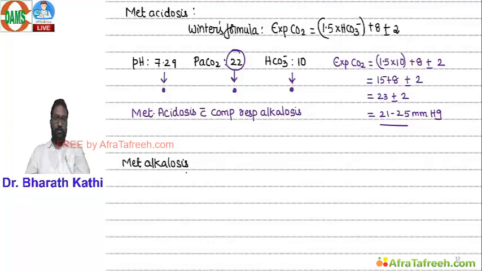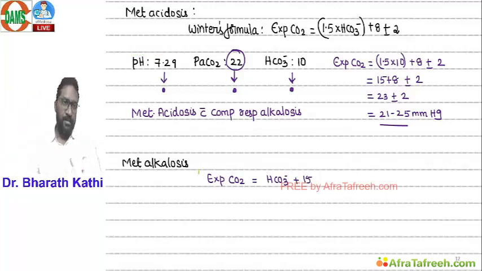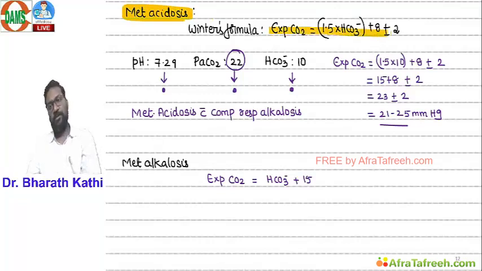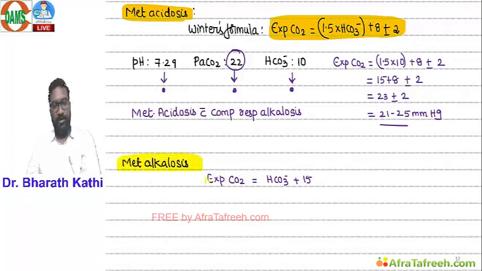Then for metabolic alkalosis, there is a simple formula. Expected CO2 is equal to bicarbonate plus 15. Very simple formula. In a scenario, if you identify primary metabolic acidosis, you should calculate compensation with this formula. If you identify a primary metabolic alkalosis, you should calculate compensation with this formula.